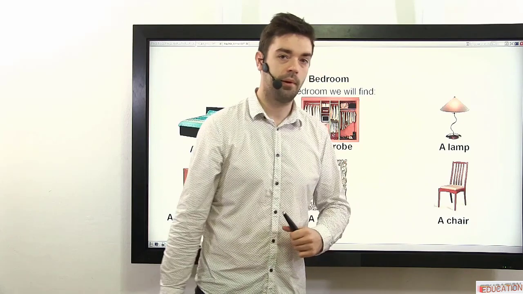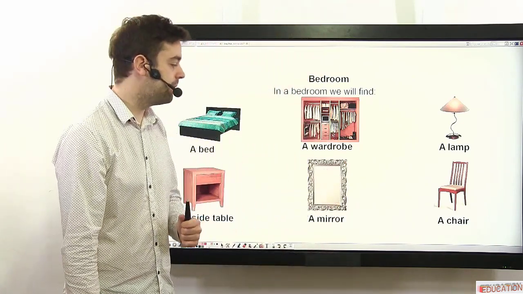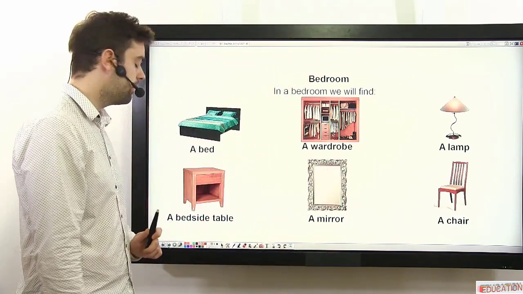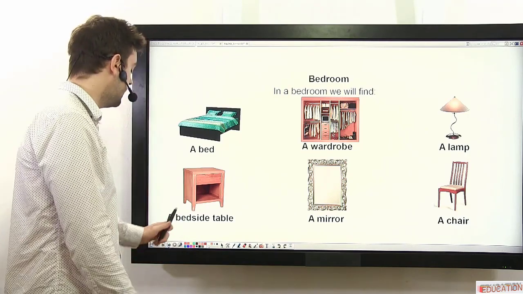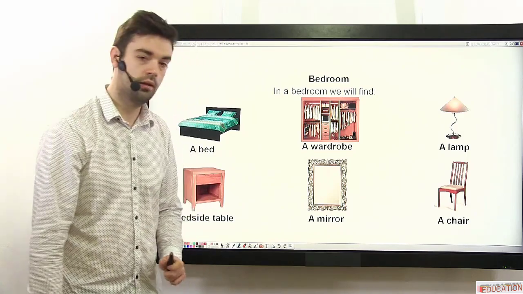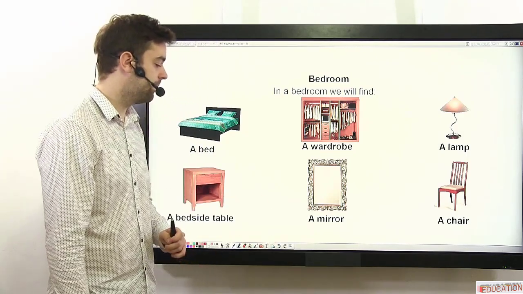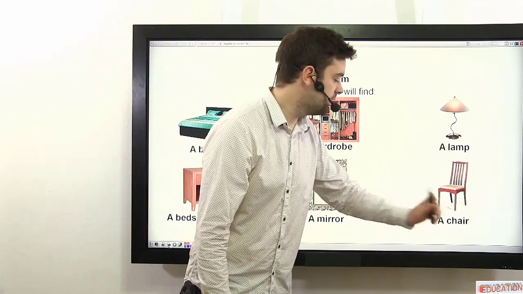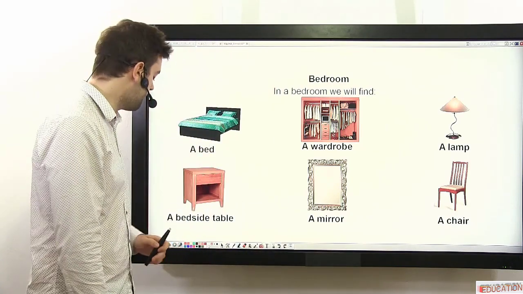a lamp, a bedside table, a mirror, a chair.